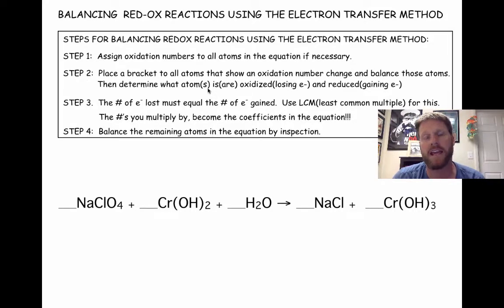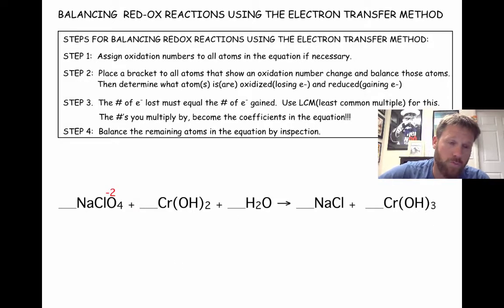If you have a net ionic equation, you can use the half reaction method, which you don't have to assign oxidation numbers for, but we'll talk about those in another video. So let's start by assigning oxidation numbers to all the elements here in this reaction.